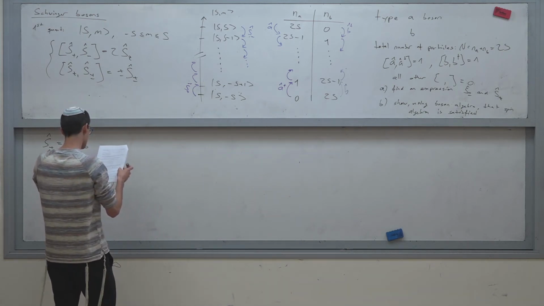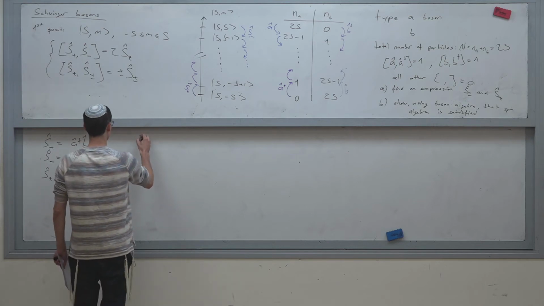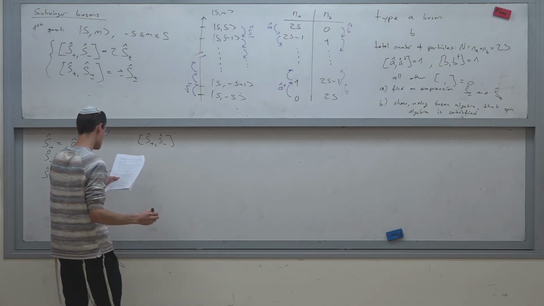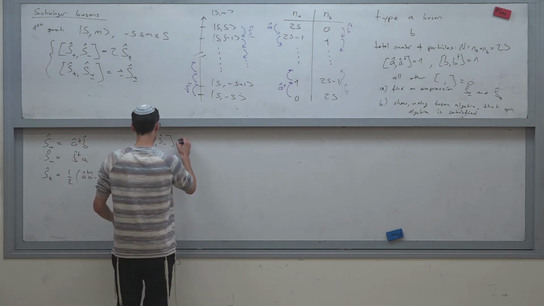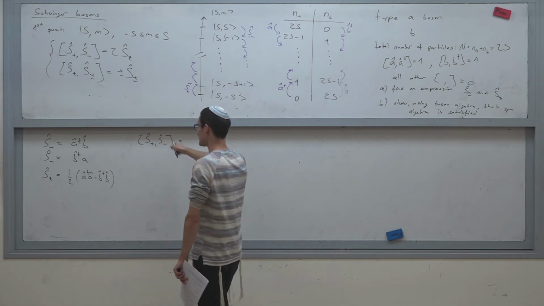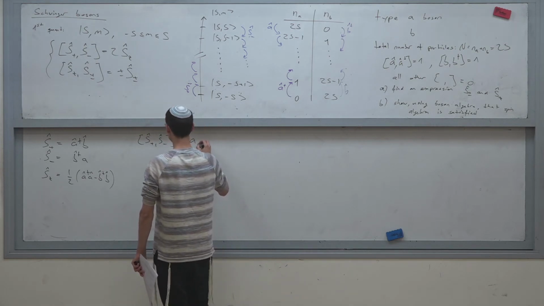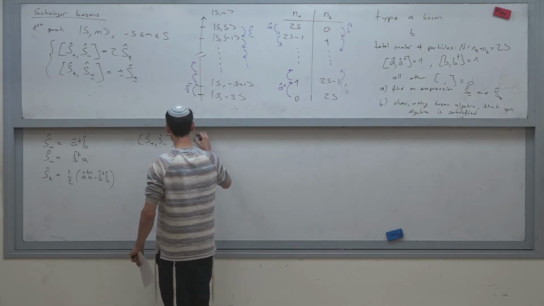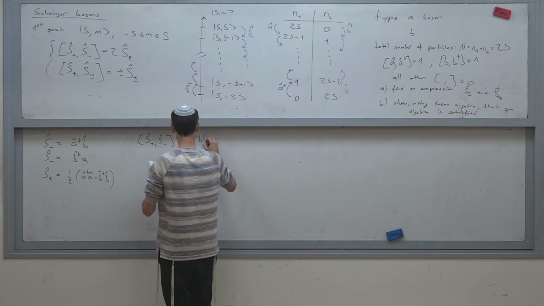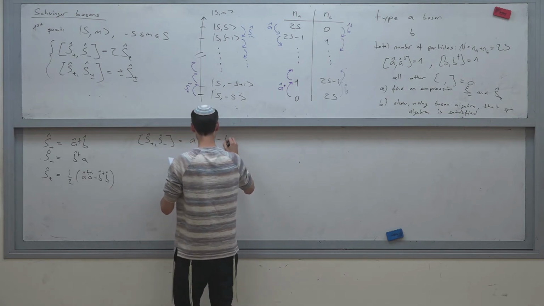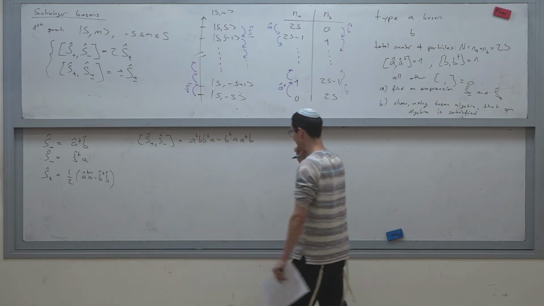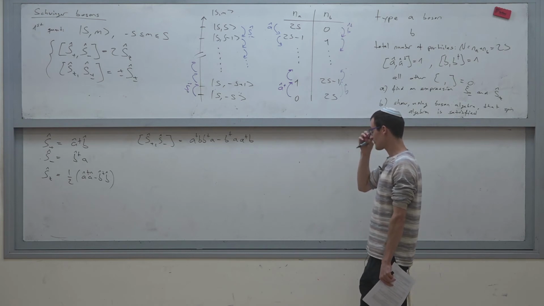So let's start with the commutator of S plus and S minus. So this is S plus times S minus. So this is A dagger B, B dagger A, minus B dagger A dagger B. Just written it all out.